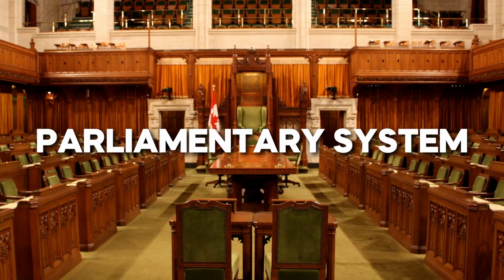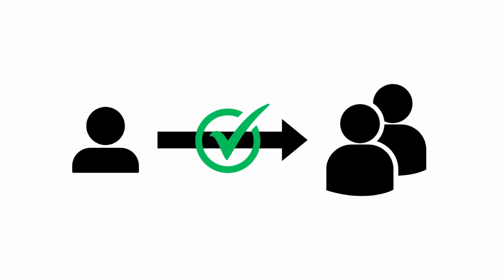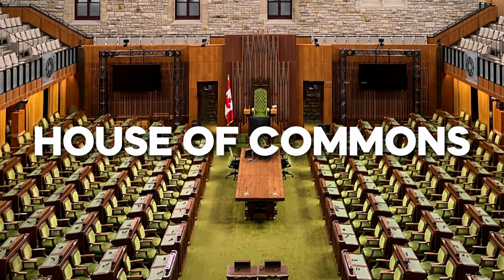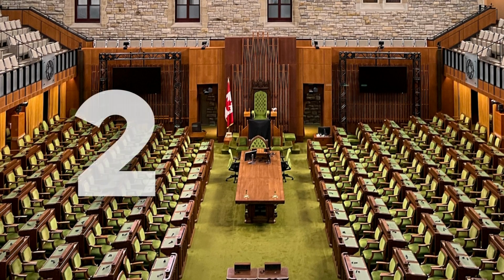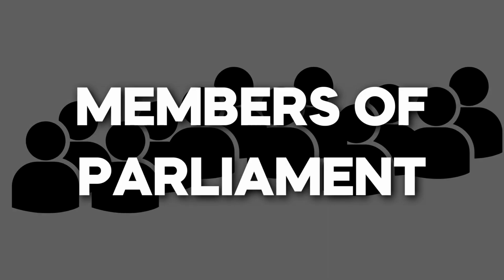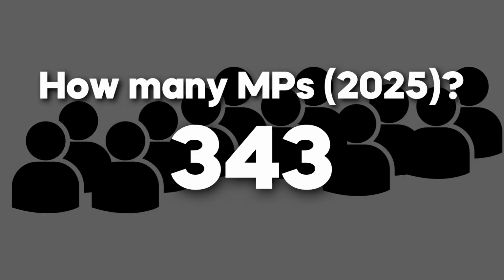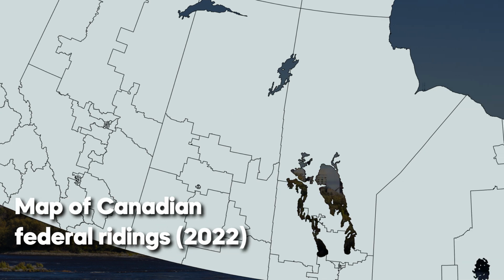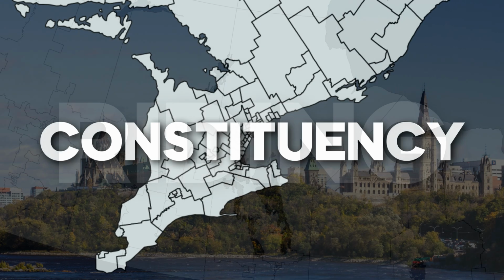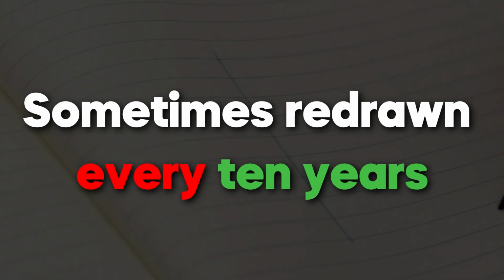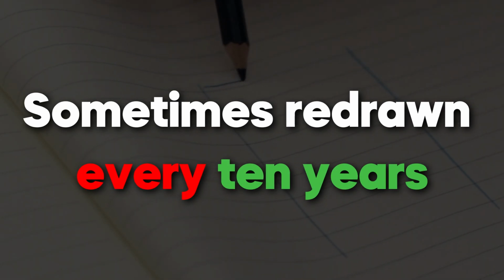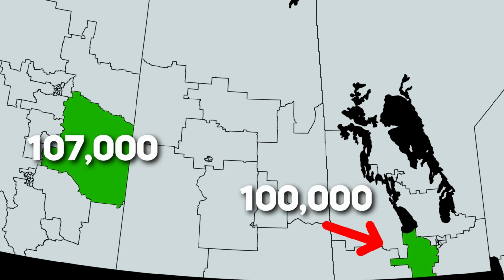Canada's government is a parliamentary system, meaning that instead of directly voting for our head of government, we instead vote for who to represent us in the lower house of the Canadian Parliament, the House of Commons. As of the upcoming 2025 election, the number of members in the House of Commons, simply called Members of Parliament or MPs, is 343, all of whom represent a Canadian federal electoral district, more commonly known as a riding or constituency. Ridings are redrawn every 10 years based on recent census statistics and are generally of equal population.